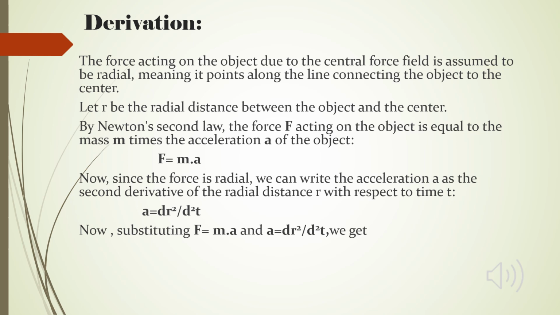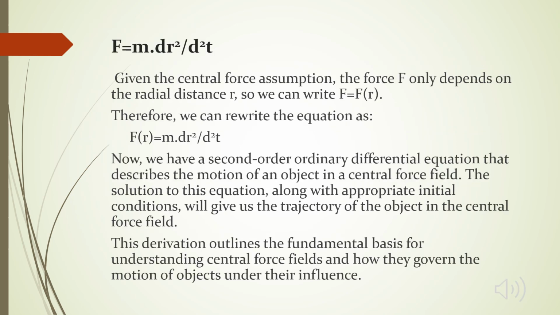Now since the force is radial, we can write the acceleration a as the second derivative of the radial distance r with respect to time t. तो इसका जो सेकेंड डेरिवेटिव है वो होगा a इज इक्वल्स टू d²r over dt². Now substituting this value in the upper equation, F is equal to m d²r over dt². Given the central force assumption, the force F only depends upon the radial distance r, so we can write F equal to f(r). Therefore, we can rewrite this equation as f(r) is equal to m d²r over dt².